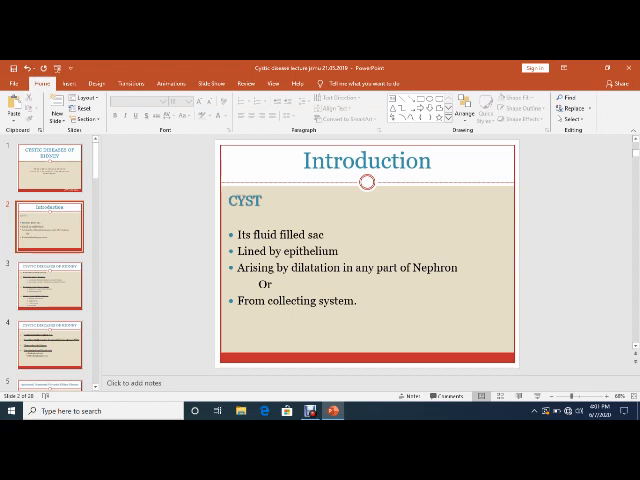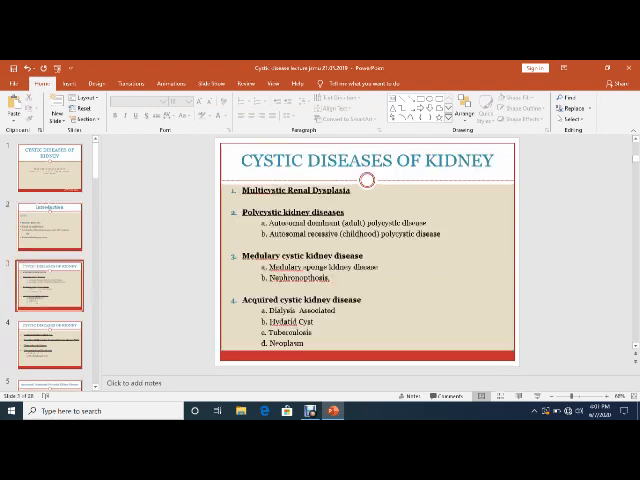of the fluid, and that is present in the sac, and it is lined by the epithelium. This cyst basically arises from the dilatation in any part of the nephron or from the collecting system. So this is called cyst. So coming to the cystic disease of the kidney, there are various cystic diseases of the kidney.